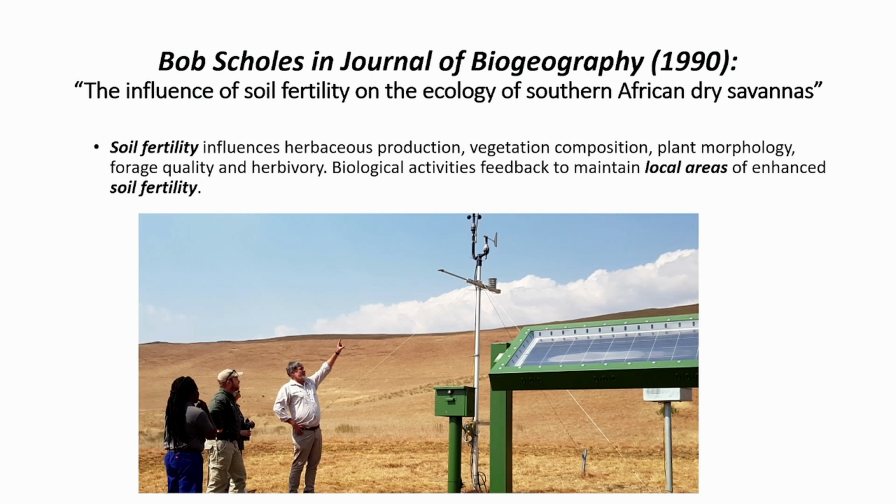Bob Scholes then synthesized these views on soil influences upon African savannas and emphasized that they influenced almost everything in those savannas: the herbaceous production, the vegetation composition, plant morphology, forage quality, herbivory, and that the biological activities also fed back into the vegetation to also affect its effective nutritional value. So everything seemed neatly synthesized.